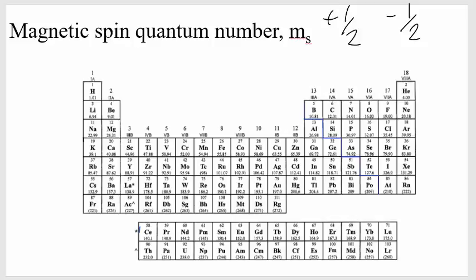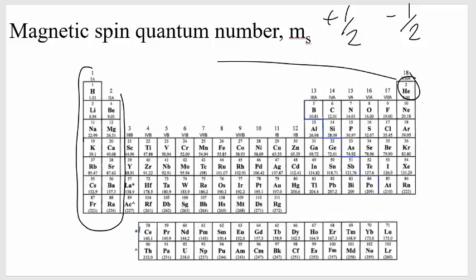So let's fill these in for the different areas of the periodic table. For this area here, there's 2 columns, and each of them has a different M sub S value. So we start with the negative and go positive from there. So -1/2 for this column beginning with hydrogen, and then +1/2 for helium, beryllium, magnesium, etc.